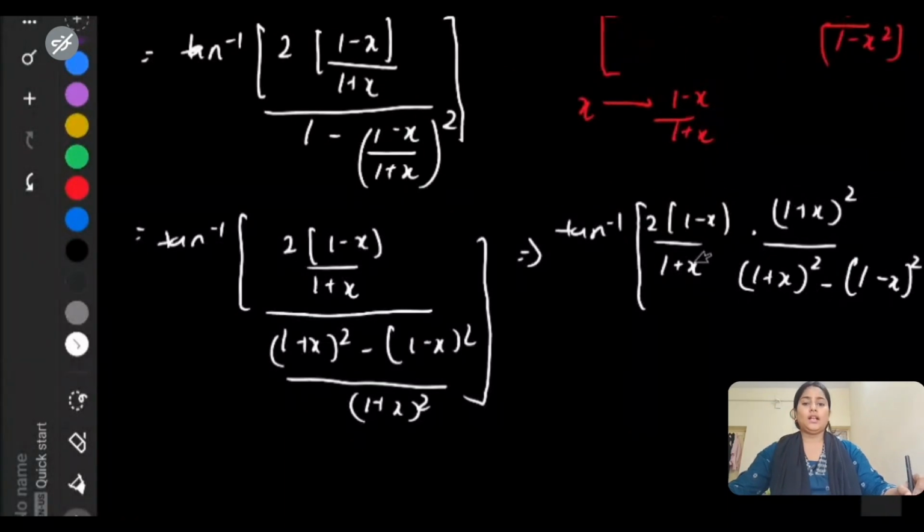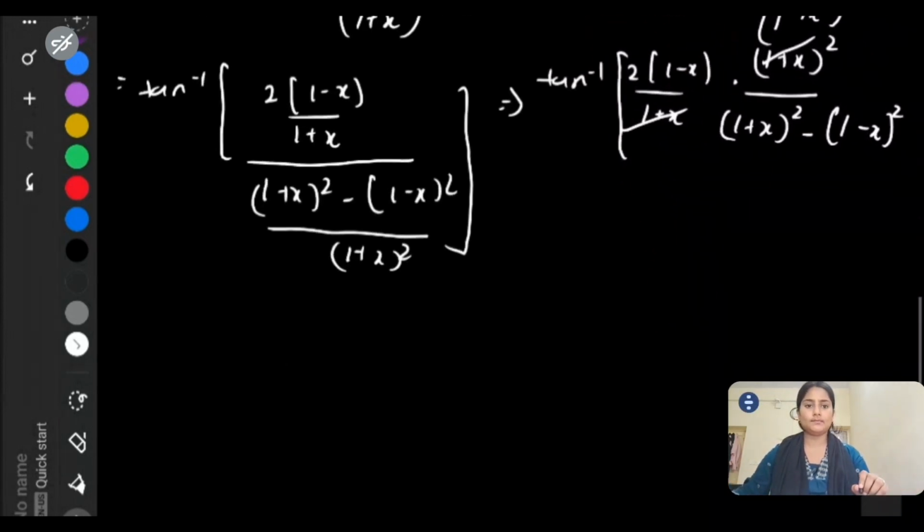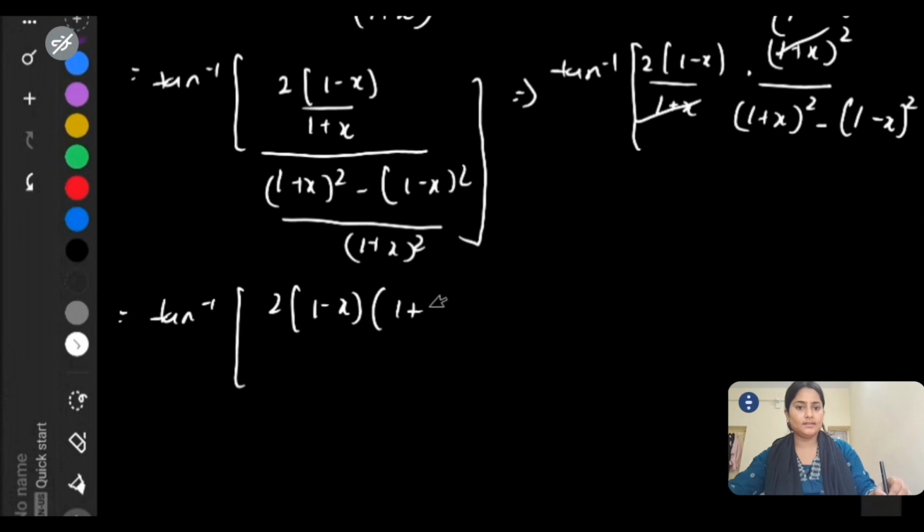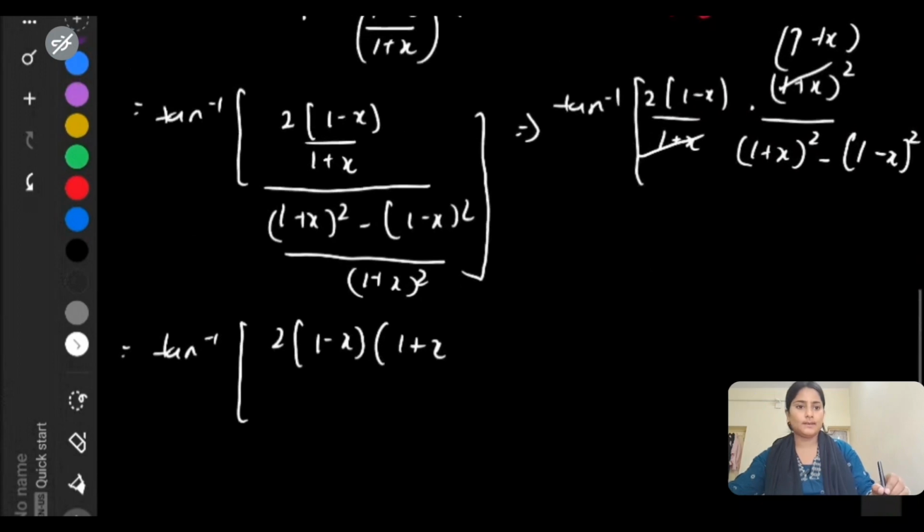Okay, now what do we see, how can I solve this? Here it is a square, and here it is only 1. So can we cut 1 from here? We will get in the denominator 1 plus x only. Now moving into the next step, what we'll get? Tan inverse of 2 into (1 minus x), and only 1 plus x is left there. You can see.